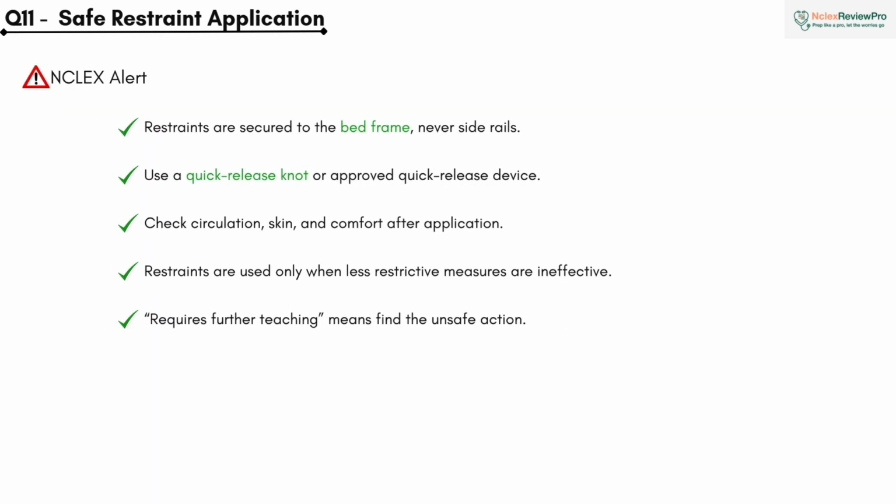For NCLEX, remember that restraints are secured to the bed frame, never the side rails. Use a quick-release knot or an approved quick-release device. Check circulation, skin, and comfort after application. Restraints are used only when less restrictive measures are ineffective. And when the question says, requires further teaching, your job is to find the unsafe action.